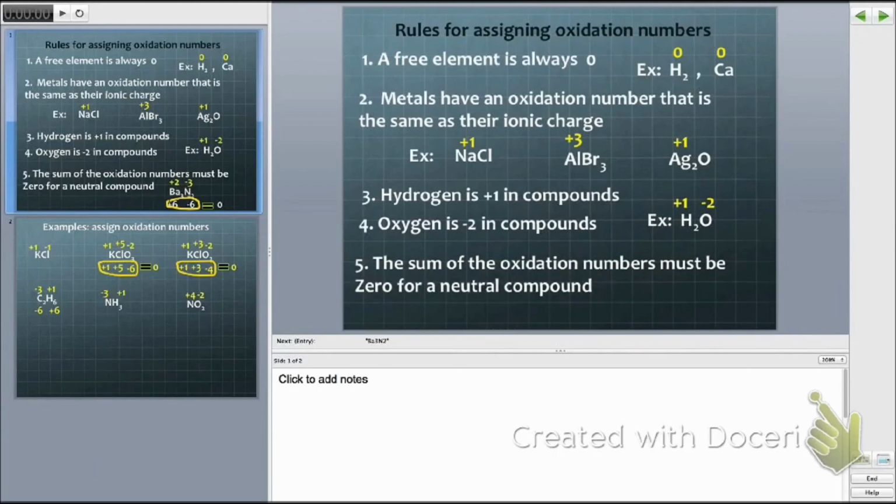All right, so the last rule, if you can't figure it out based on one of the previous rules, you have to know that the sum of the oxidation numbers has to be 0 for a neutral compound. This is just like ionic compounds. What's the total charge have to be in an ionic compound? 0, neutral. The same rule applies for oxidation numbers. Remember, oxidation numbers are pretty closely tied to our charges. If we've got barium nitride, Ba3N2, we've got 3 Ba's, we've got 2 N's. How did we get those numbers?